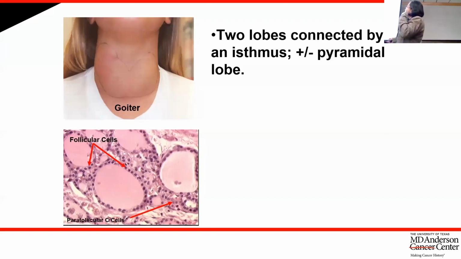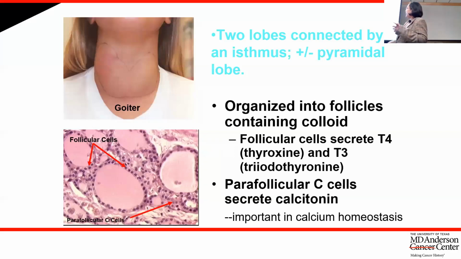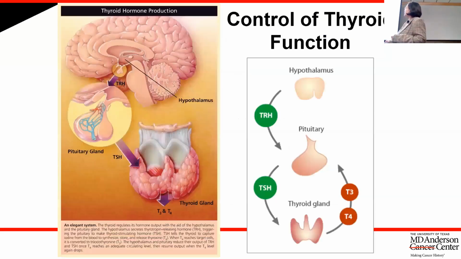The thyroid in general has two lobes connected by a bridge or an isthmus, with or without a pyramidal lobe. And the gland, like I said, is organized into follicles containing colloid. The follicular cells have a very different function from the parafollicular C cells, which secrete calcitonin. The follicular cells are the ones which really make the thyroid hormone, that is T4 and T3. And the parafollicular cells make calcitonin, which is important for calcium regulation.